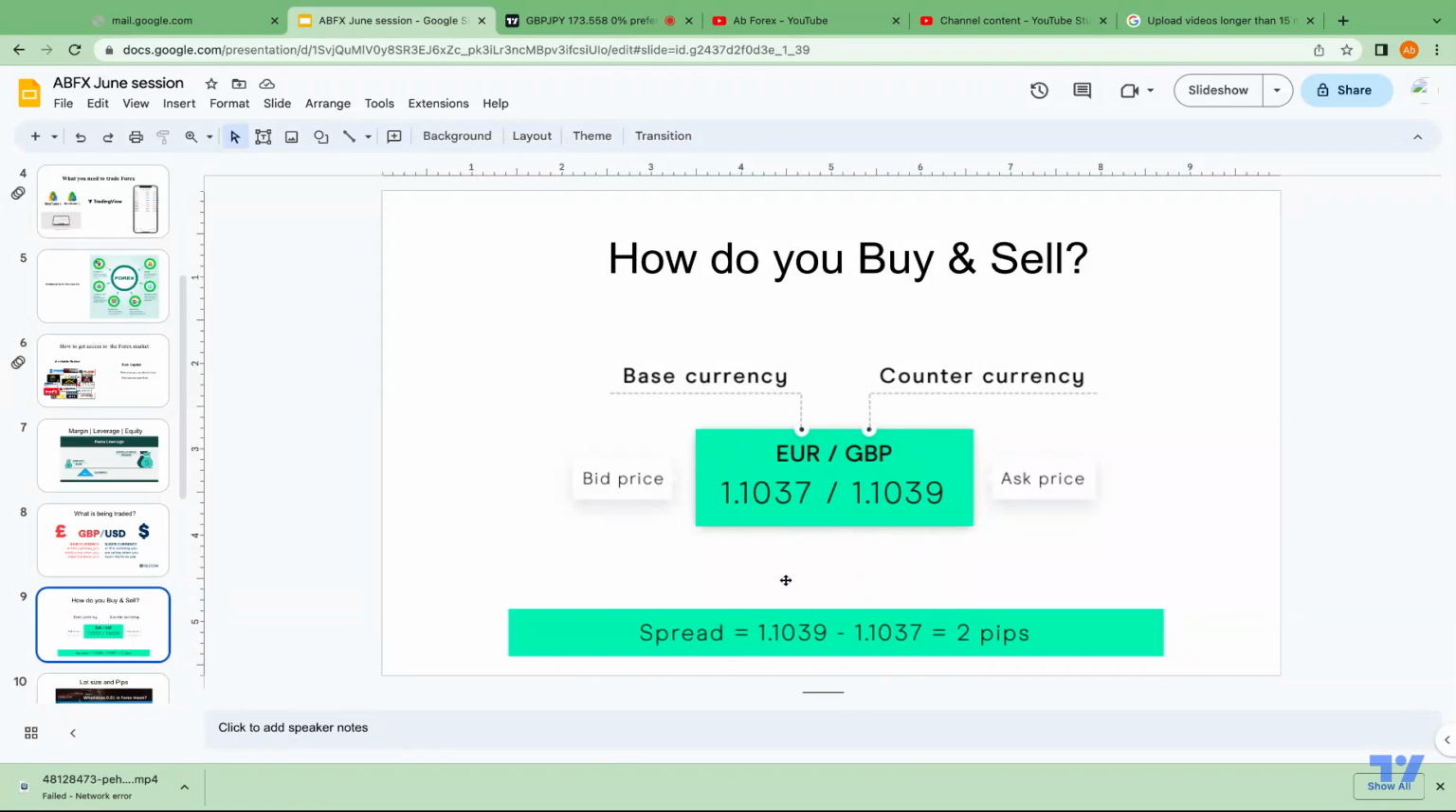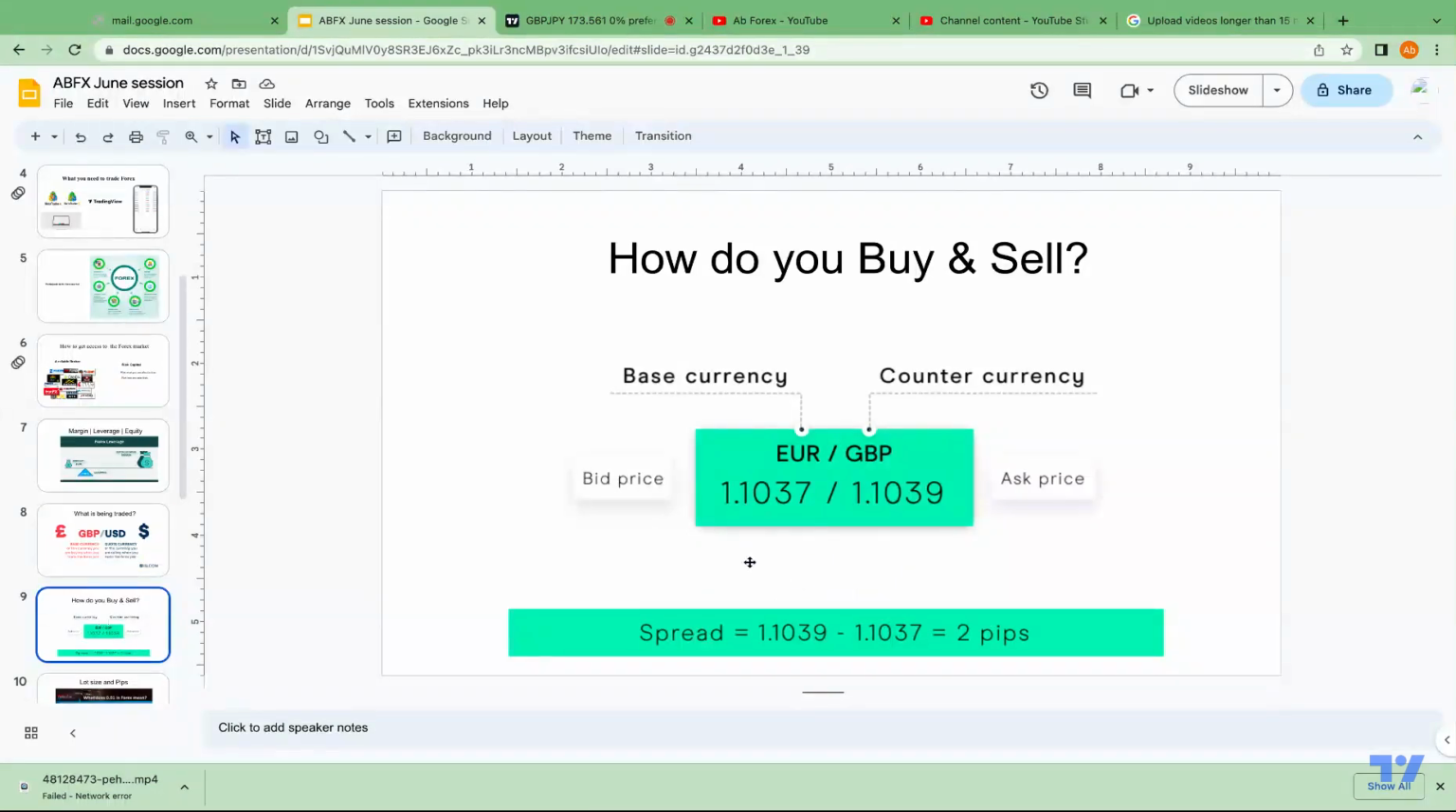When you want to buy a currency, they will sell to you at the ask price. And when you want to sell, the broker will buy from you at the bid price. Do you get it? And you know that the ask price is always greater than the bid price. The difference between these two is what we call the spread, which is in pips. And this is where the broker makes their own profit from the forex market.